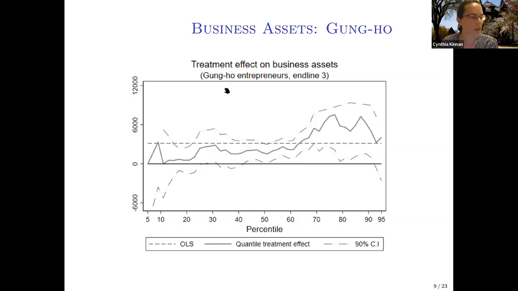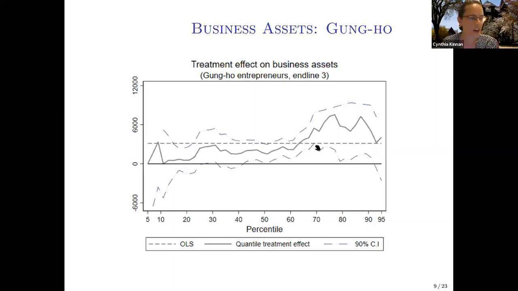So again, this is for the gung-ho entrepreneurs. What you can see here, by looking at when those error bars do and don't contain zero, is that starting at about the 40th percentile of the distribution and continuing up the distribution, there are significantly more business assets among gung-ho entrepreneurs in the treatment group than in the control group. To put that another way, because this was a randomized controlled trial, microfinance seems to be causally and significantly increasing business assets for roughly the top 60% of the distribution of gung-ho entrepreneurs.